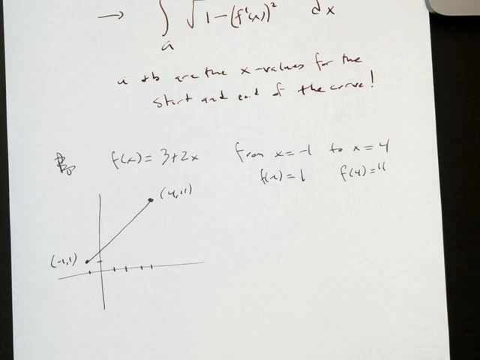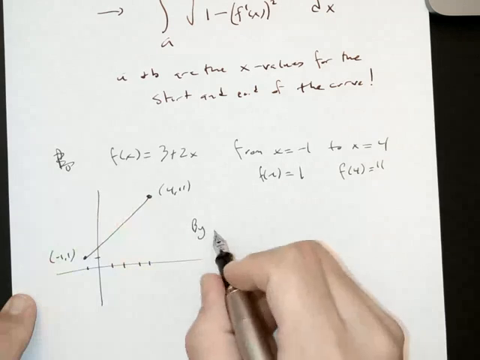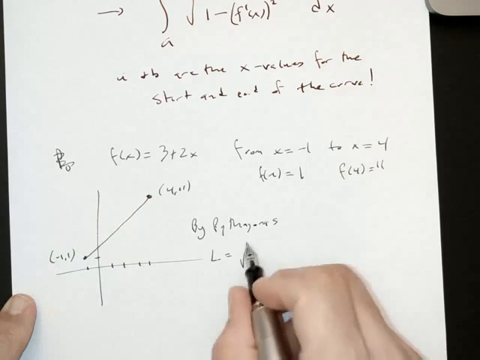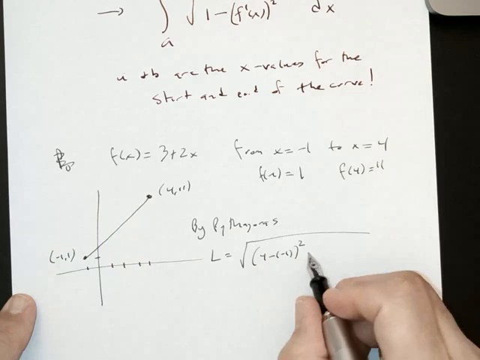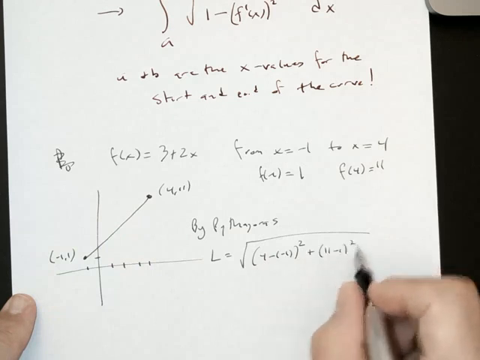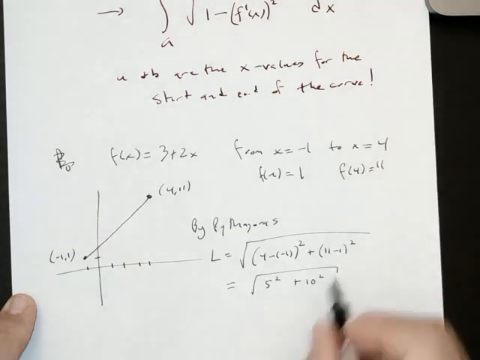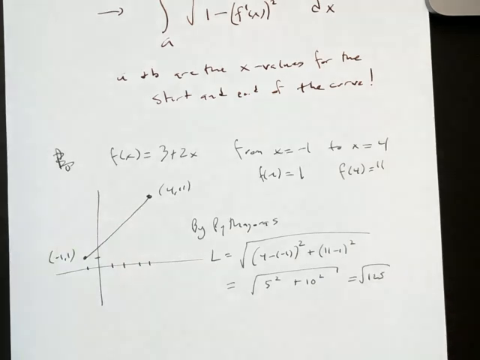You have to go to Pythagoras and say x squared plus y squared, square root. Let's do that. By Pythagoras, it would be the square root of 5 squared plus 10 squared. Let me write it out. Four minus -1 squared plus 11 minus 1 squared. So this is 5 squared and this is 10 squared. So that's the square root of 125, right? Perfect.